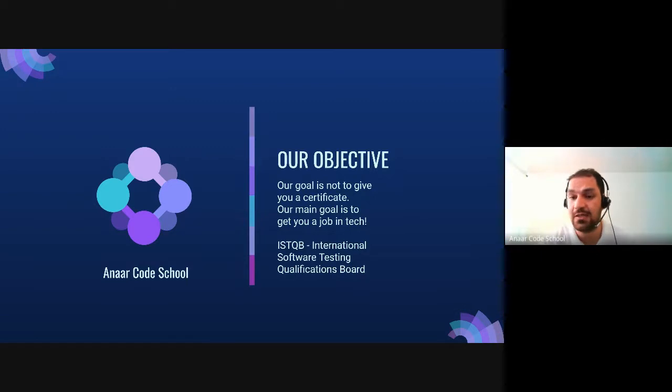It's a standardized exam. I believe the cost of this is 150 US dollars, but it's totally optional. From my own experience and from the experience of all my other colleagues at Anar Code School, we believe that you don't need this certification or any other certification for that matter. The only thing that you need is to pass through the interview, to have the specific skills to be able to be successful on the job.